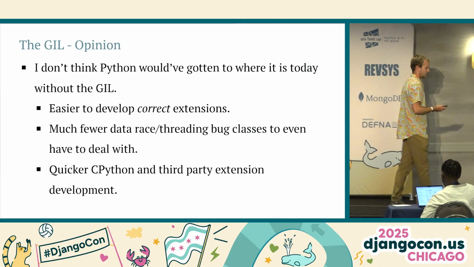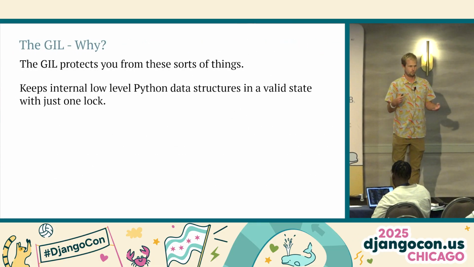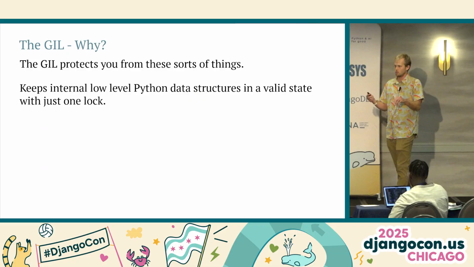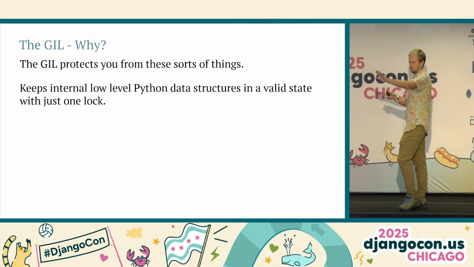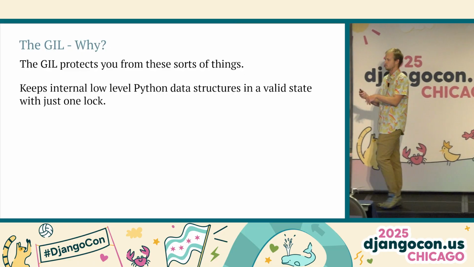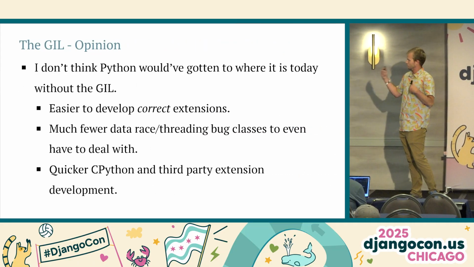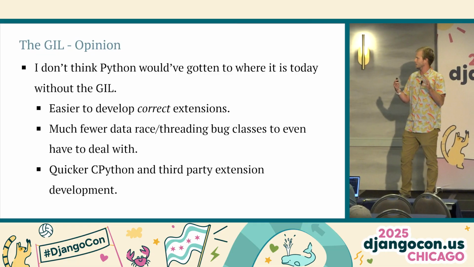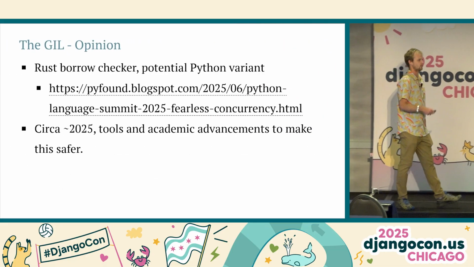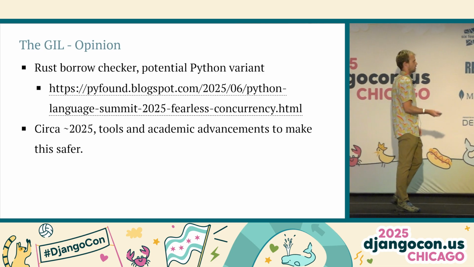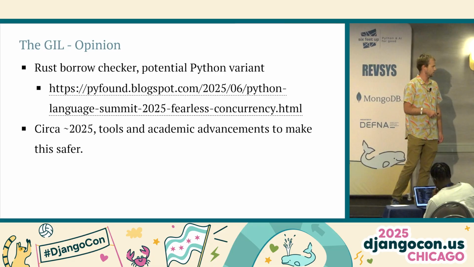And so the GIL made it a lot easier for you. You could write a C extension and assume, oh, I'm the only one manipulating this dictionary right now until I tell Python to release the GIL. Okay, I'm safe to do all these manipulations. So it made it easier, it made it quicker to develop extensions, and I think it helped get Python to where it is today. And thanks to languages like Rust and advancements like their borrow checker, there was a conversation at PyCon 2025 this year.